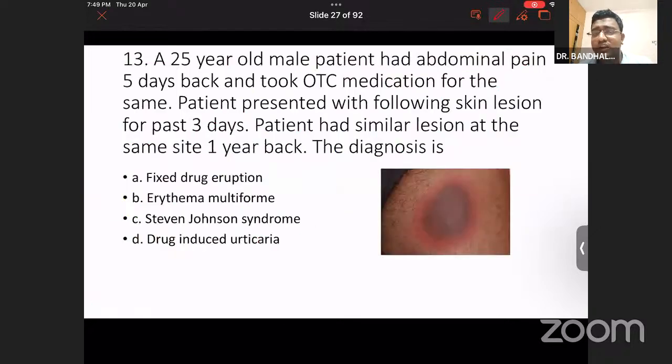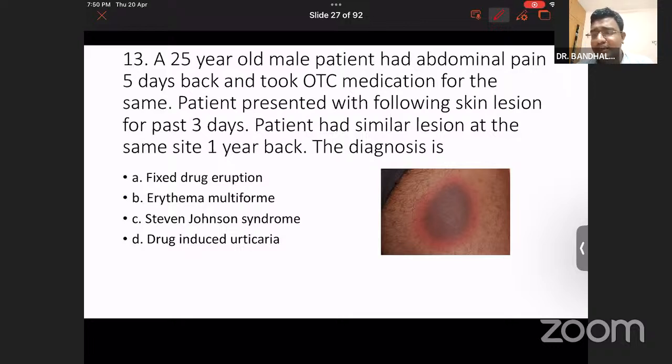A 25-year-old male presented with abdominal pain 5 days back and took OTC medications for the same. Patient presented with the following skin lesions for the past 3 days. The patient had similar lesions at the same site 1 year back. The diagnosis is fixed drug eruption, erythema multiforme, Stevens-Johnson syndrome, or drug-induced urticaria.